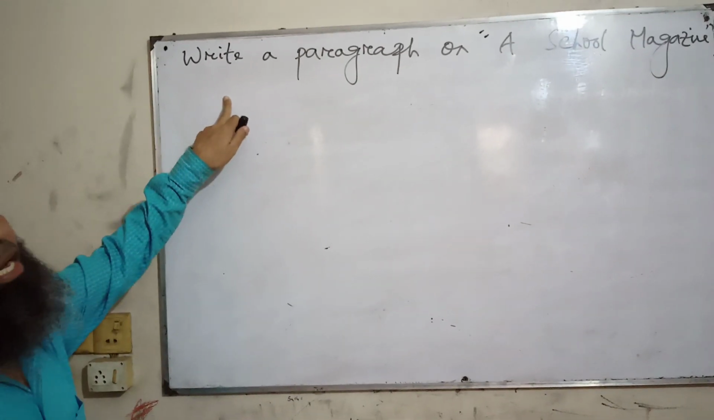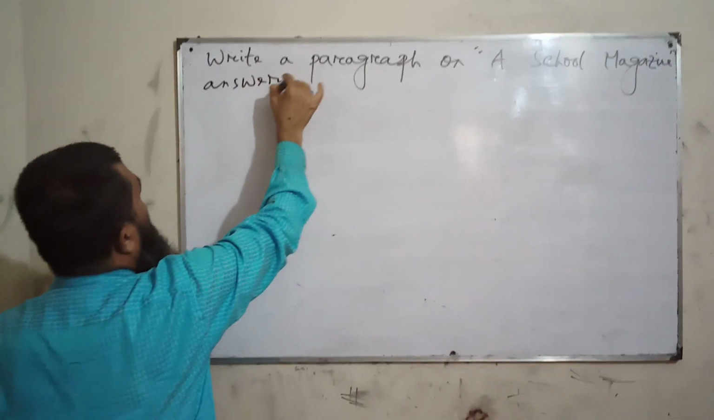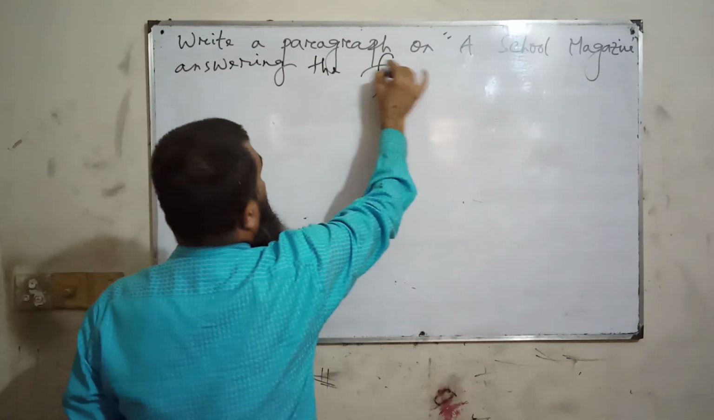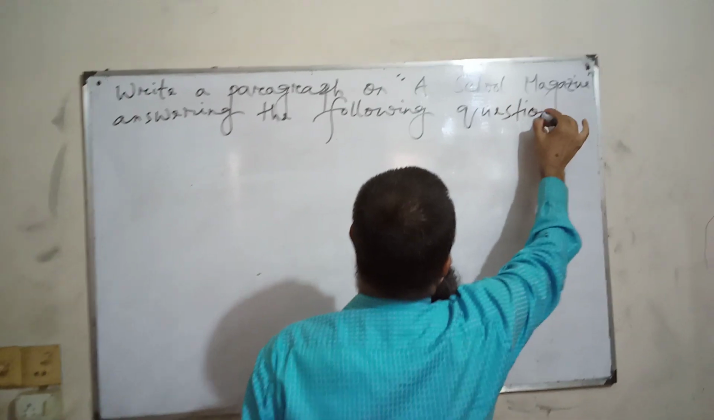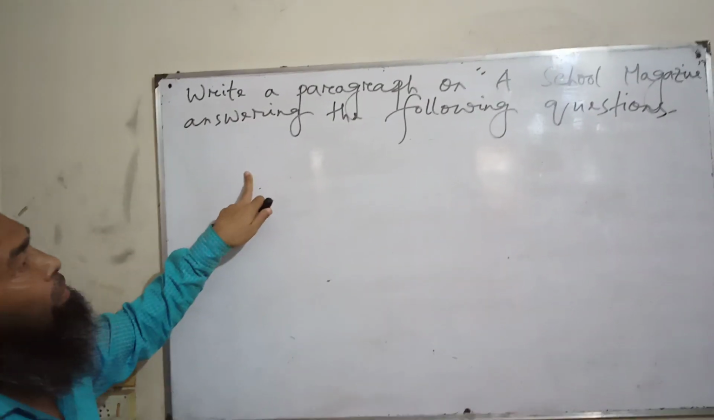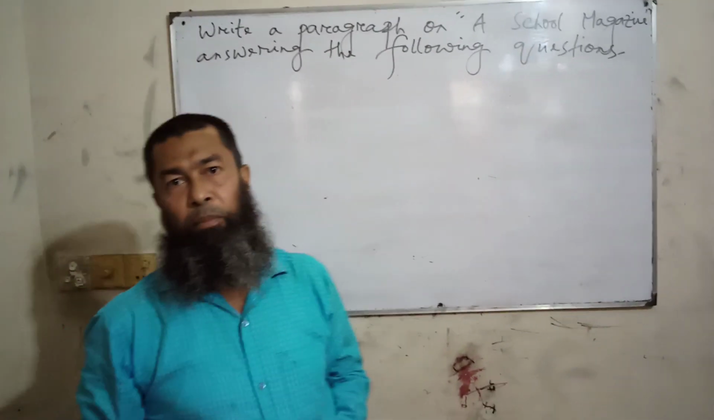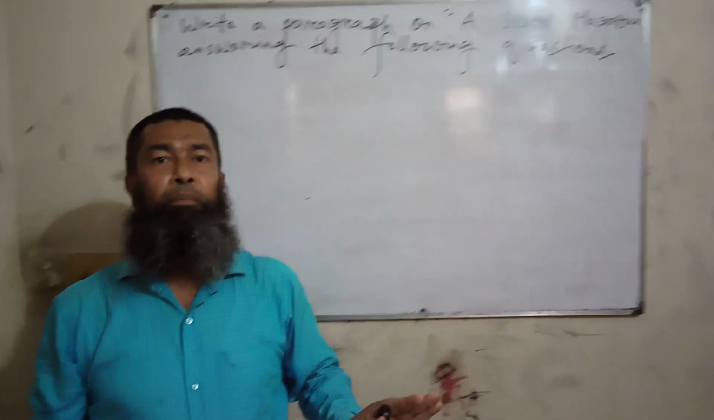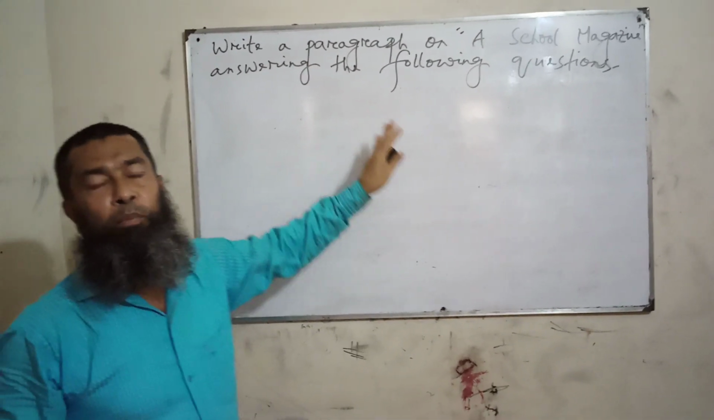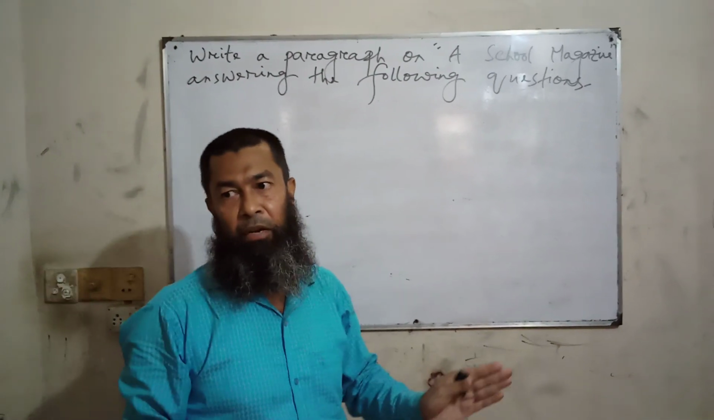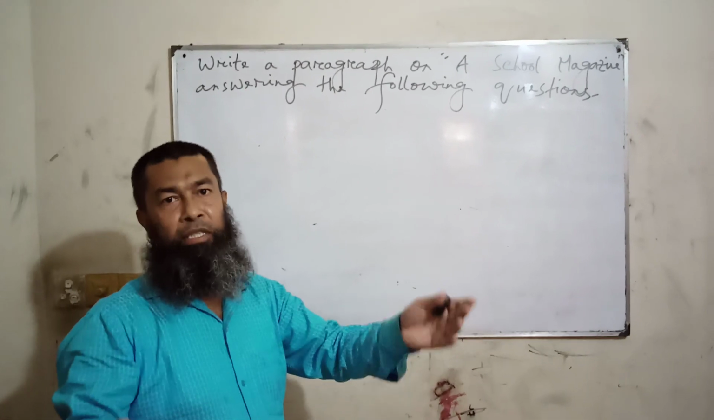Write a paragraph on a school magazine. Write a paragraph on a school magazine answering the following questions. It is called a contextual paragraph. Now, a paragraph does not come in a plain way. It is contextual. That means there will be some questions, and you have to write the answers of the questions in the paragraph. Not only answers of those questions, related to the question, you have to write more sentences.